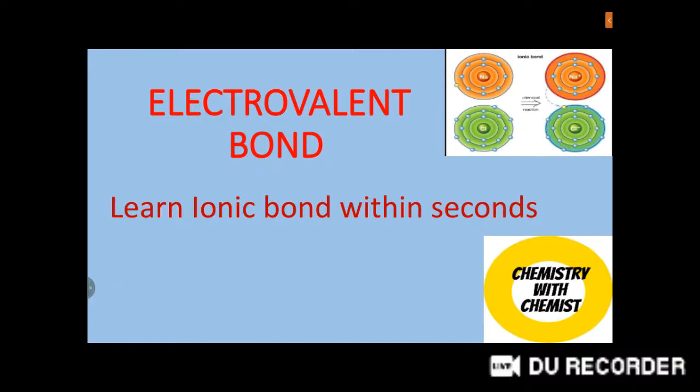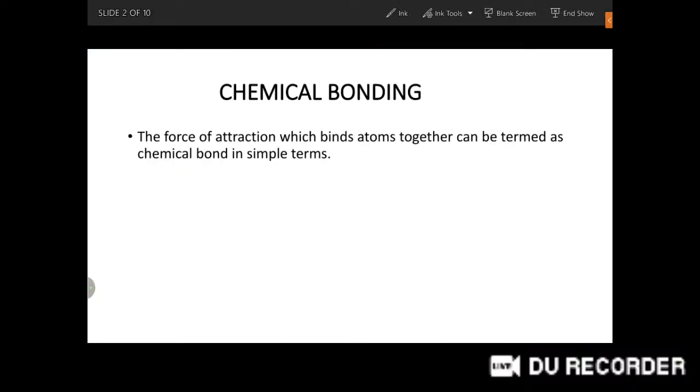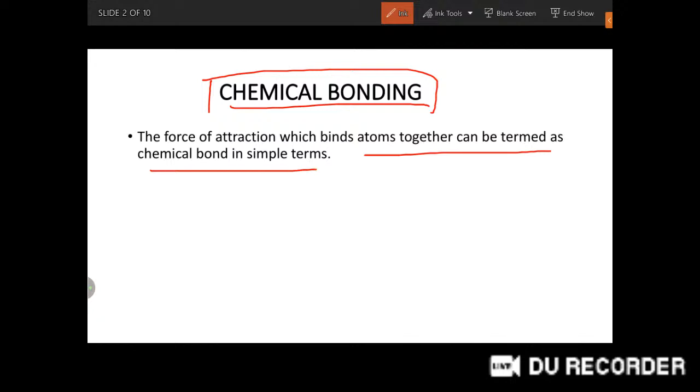Okay, so let's start with the new topic today, that is electrovalent bond. In this chapter you will learn about electrovalent bond, and we will discuss chemical bond also. So the first topic that I have taken today is chemical bond. Let's define chemical bond first of all. The force of attraction which binds atoms together can be termed as chemical bond.